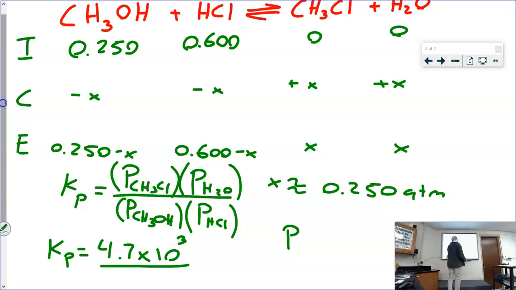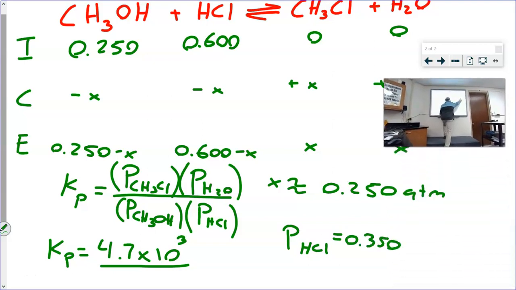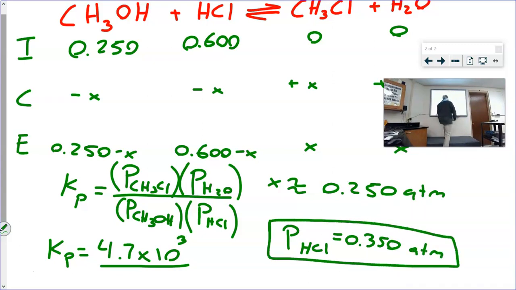Okay? Which means the partial pressure of HCl is going to equal roughly 0.6 minus 0.25, or in other words, 0.35 ATM. Okay? That's a little funky. We've never done that in class.